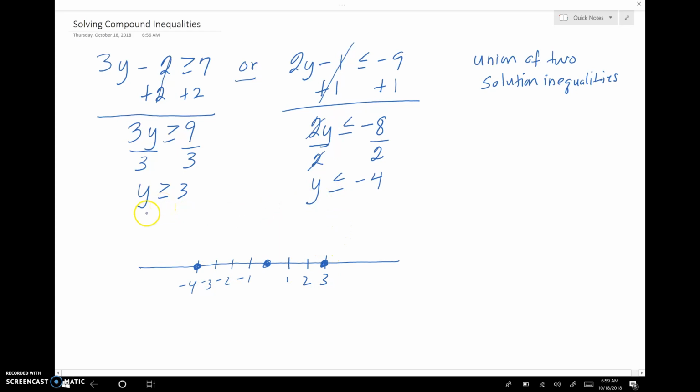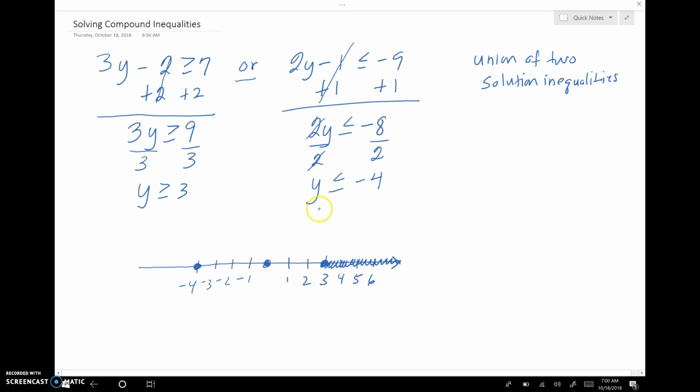Now let's read this inequality. Y is greater than or equal to 3, or numbers that are greater than or equal to 3. And we know that 4 is greater than 3. 5 is greater than 3, 6, and we indicate this arrow to indicate that we're going to keep on going. So we're going to go ahead and shade to the right of 3.